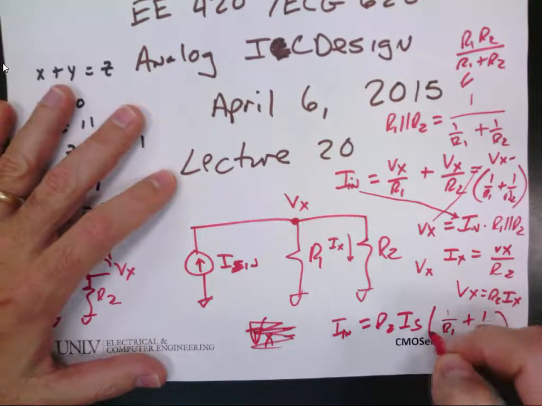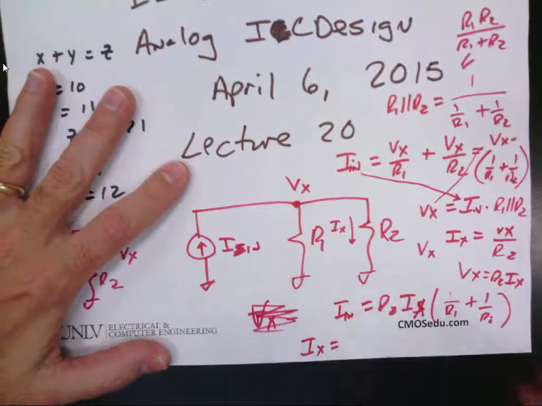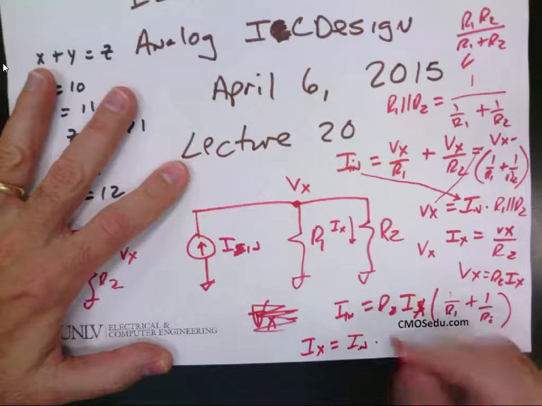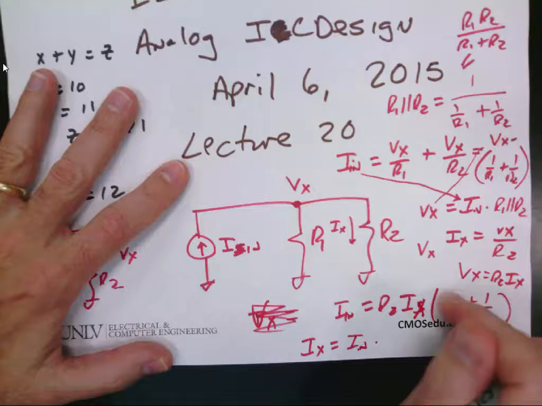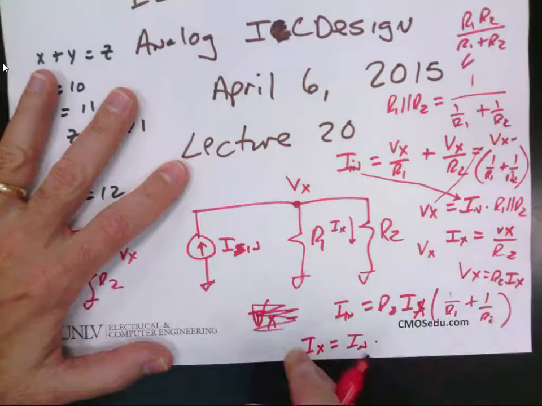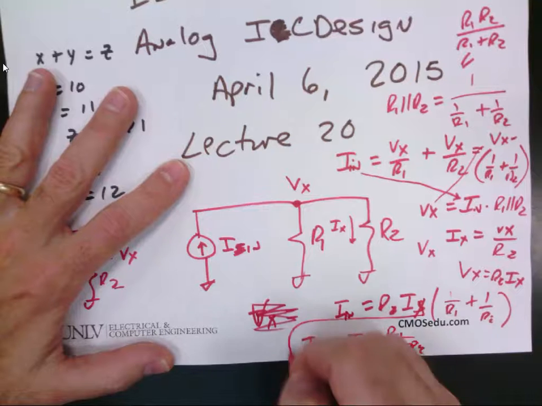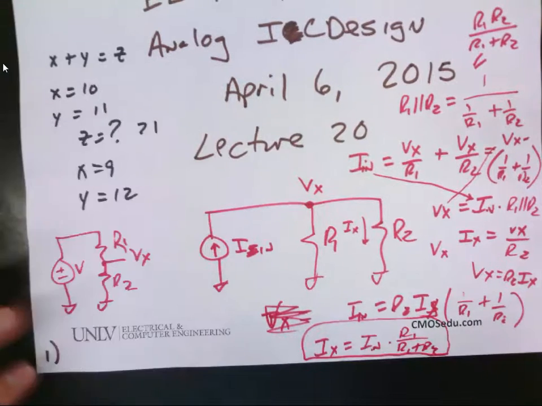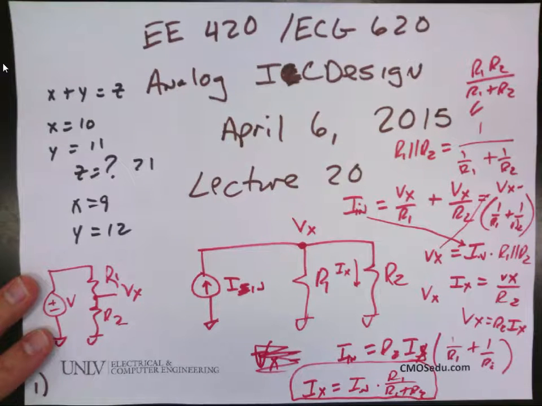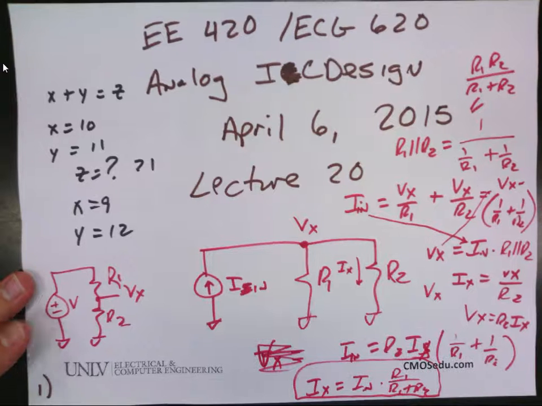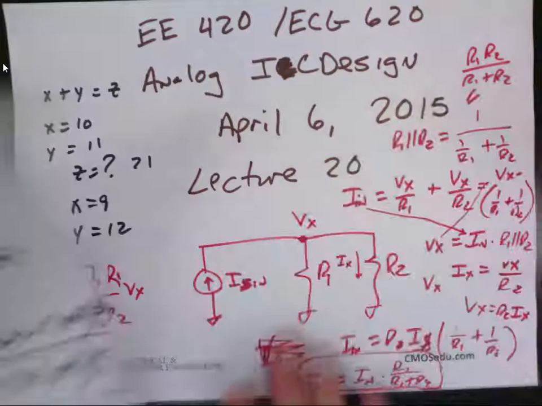This is Ix. And last but not least, Ix equals IN times, we can multiply through that, R2 would be 1 plus R1 over R2, but then we move it on this side and flip it, and that gives us R1 over R1 plus R2. It's been a long time since I derived that equation. Since last summer, I think. Any questions? So does everybody understand this?